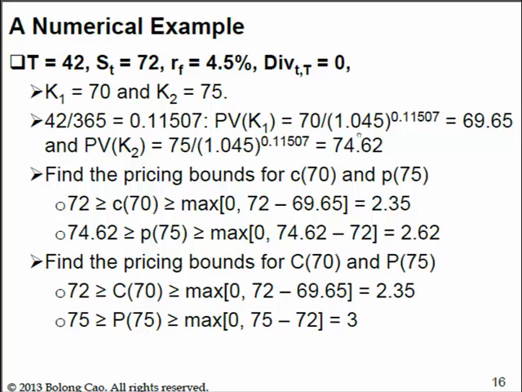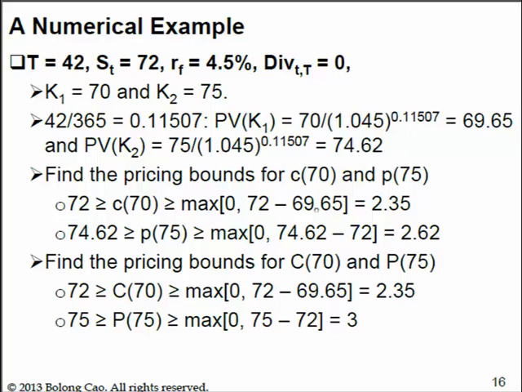Obviously, we need their present value. To calculate the present value, we use the 4.5% interest rate to discount the $70 and the $75. It's a fraction of a year of 0.11507, and then we discount 70, we get 69.65. We discount using 4.5% for about a tenth of a year. For this $75 strike, it's 74.62.